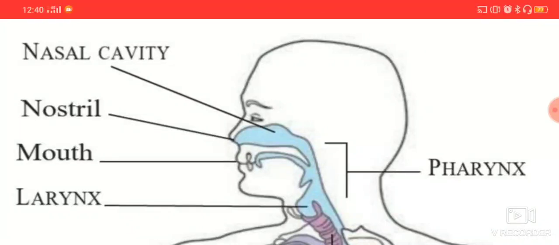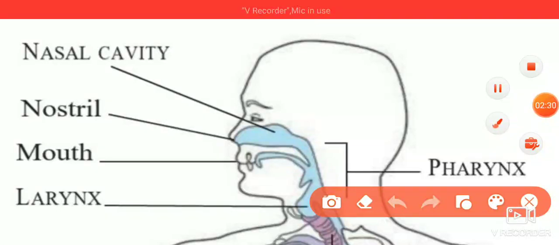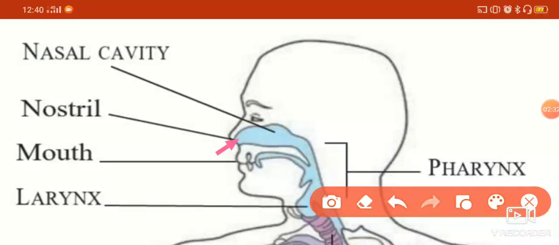External nares. The nose has two slit-like openings called external nares or nostrils, for entry of air into the nasal cavity. नाकाची जी दोन छिद्र आहेत त्याला आपण nostril असं म्हणतो.